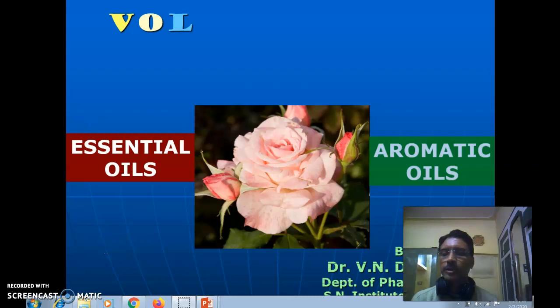Good morning, friends. Today we are going to discuss the topic of volatile oil. These volatile oils are also called essential oils or aromatic oils. They are called volatile oils because they are volatile in nature, that is, they evaporate at normal room temperature. Essential oils form the essence of that particular plant.